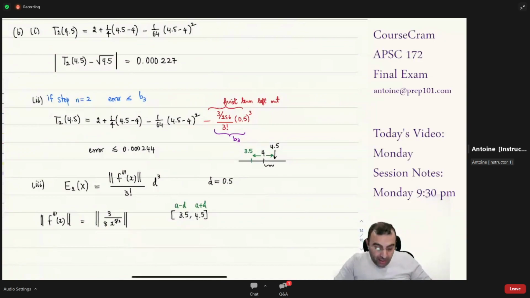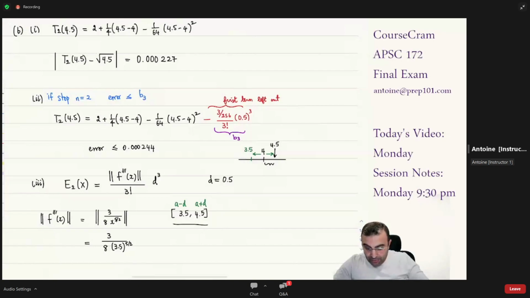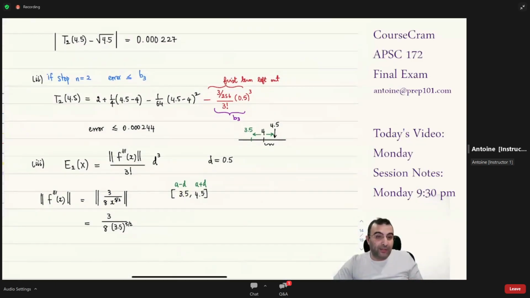Because x is at the bottom, the smaller the x, the larger the value, since you're dividing by x. So the maximum value that this can take is 3 over 8 times 3.5 to the 5 over 2. If you have your choices of values from 3.5 to 4.5, you get the biggest value by choosing the smallest value of x to get the bigger fraction.